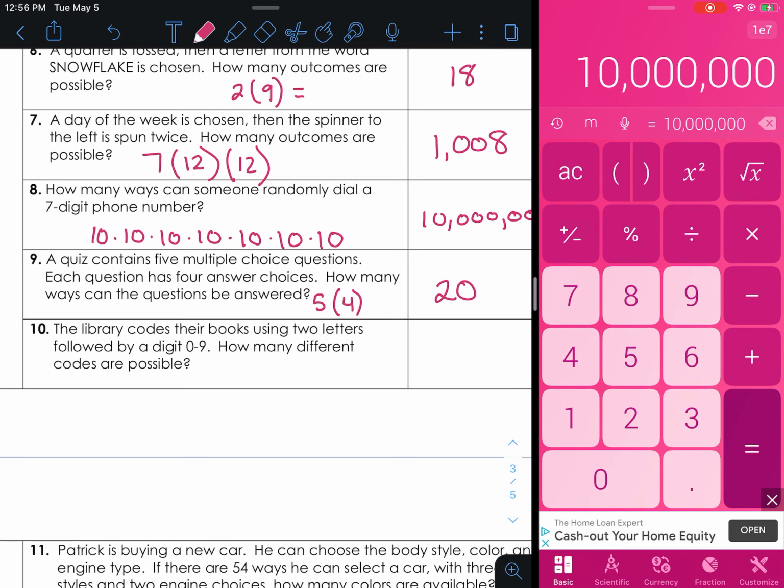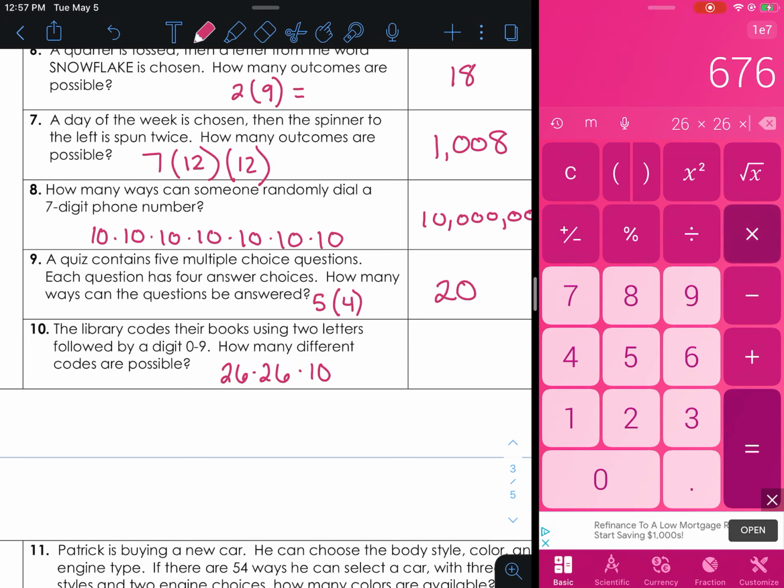All right, number 10, it says library codes on their books involve 2 letters. So there are 26 letters in the alphabet. So we choose 2 letters. They can be the same. And then followed by a digit 0 through 9. So that's 10 digits. So we're going to do 26 times 26 times 10, which gives us 6,760.